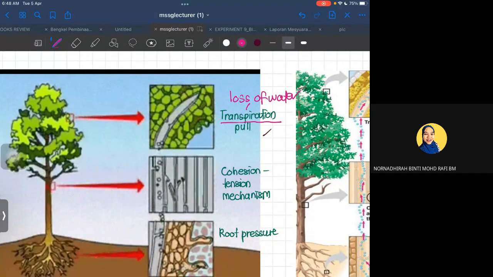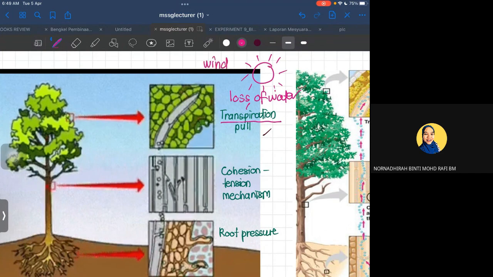Because of, for example, the sunlight. Because of the sunlight, kita tahu panas, so dia akan menyejat air. And also probably because of the wind. Disebabkan angin juga boleh evaporate the water. So water akan diffuse out to the atmosphere. Basically dia akan keluar, dia akan evaporate.